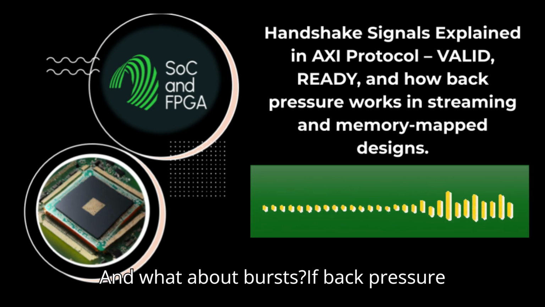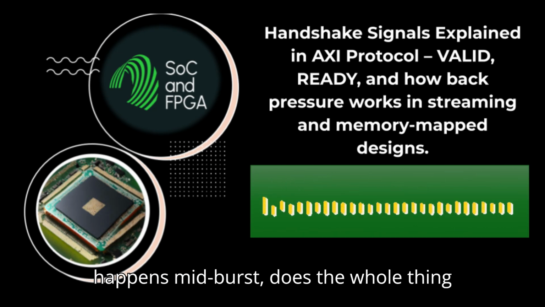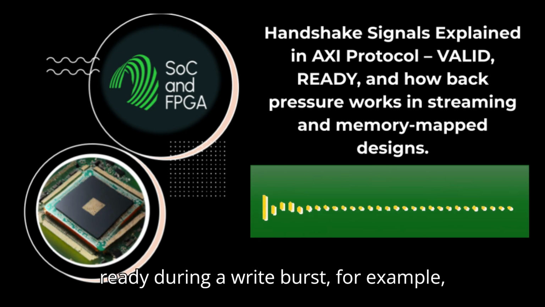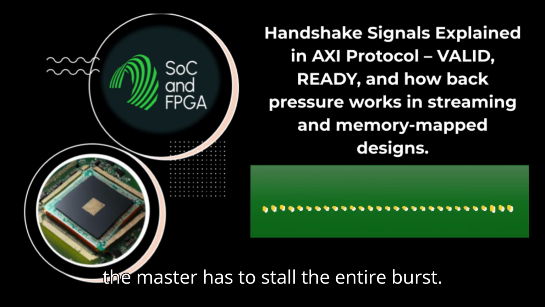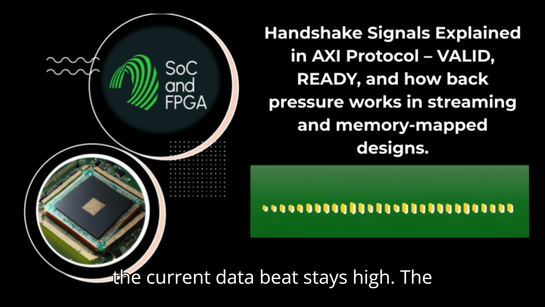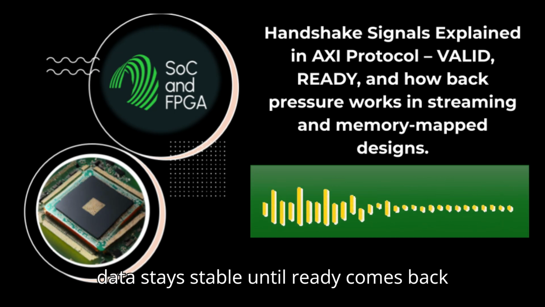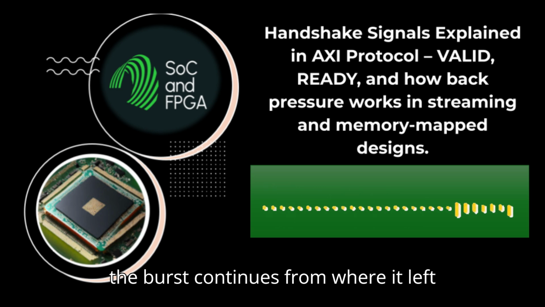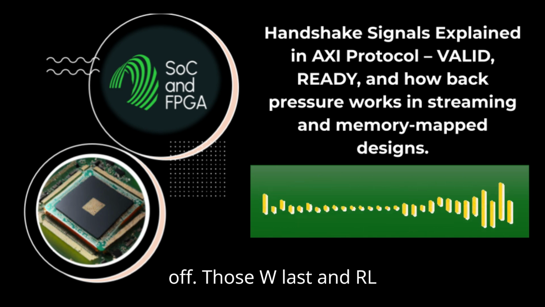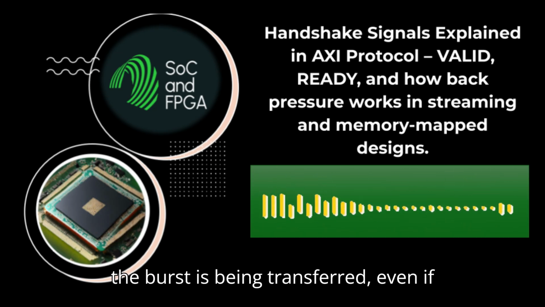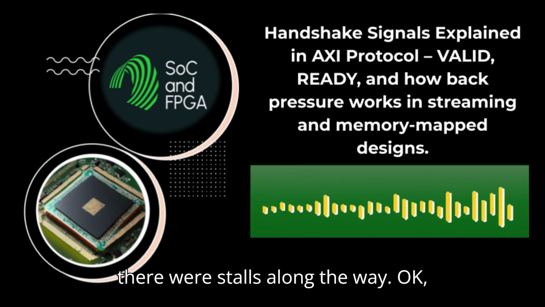And what about bursts? If backpressure happens mid-burst, does the whole thing stop? Yes. If a slave deasserts ready during a write burst, for example, the master has to stall the entire burst at that point. The WVALID signal for the current data beat stays high, the data stays stable, until ready comes back high and that handshake completes. Then the burst continues from where it left off. Those WLAST and RLAST signals are key here too, telling the receiver when the very last beat of the burst is being transferred, even if there were stalls along the way.